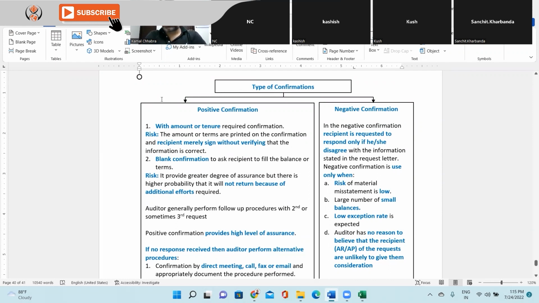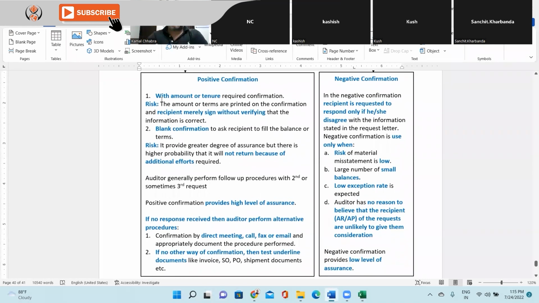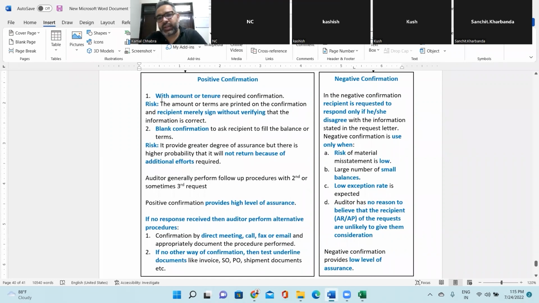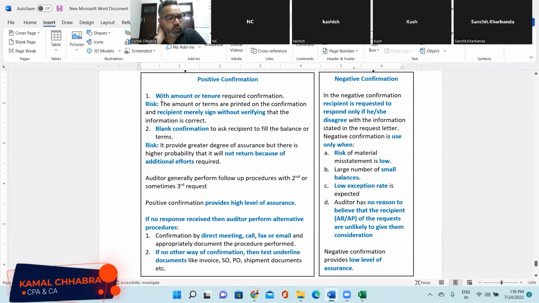That's the only risk out there. So let's look at the right hand side first. Negative confirmation. In a negative confirmation, the recipient is requested to respond only if he or she disagrees with the information stated in the request letter. For example, we are sending a confirmation request to the customers. We have mentioned, let's say, your $10,000 is due from the customer side. If you disagree, then respond to us.